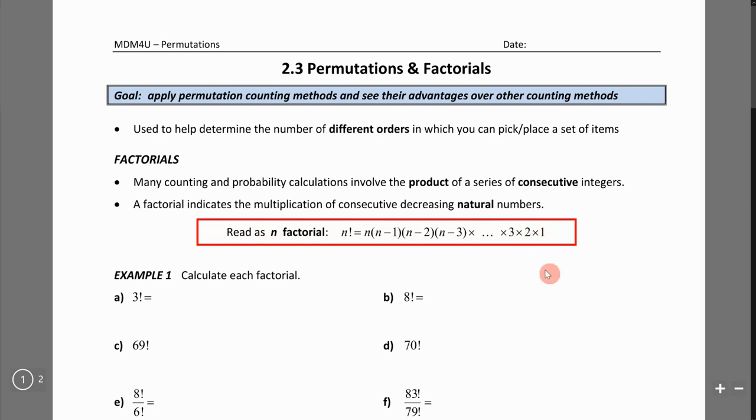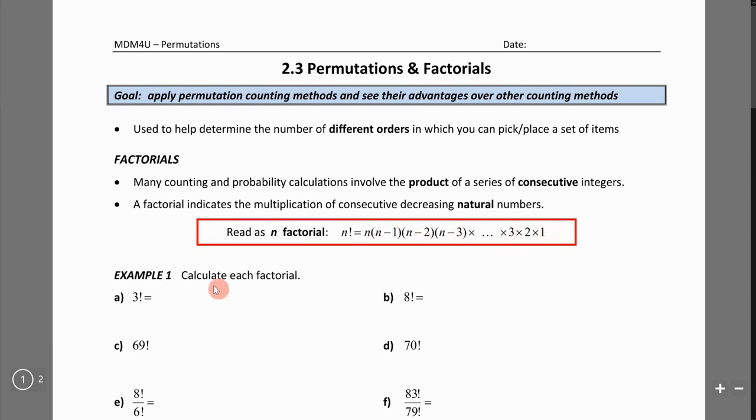Okay, so this factorial idea is a new kind of operation. It just tells me the successive multiplication of consecutive decreasing natural numbers. We're not skipping any numbers here. We're starting from n and we're working backwards all the way back down to 1.